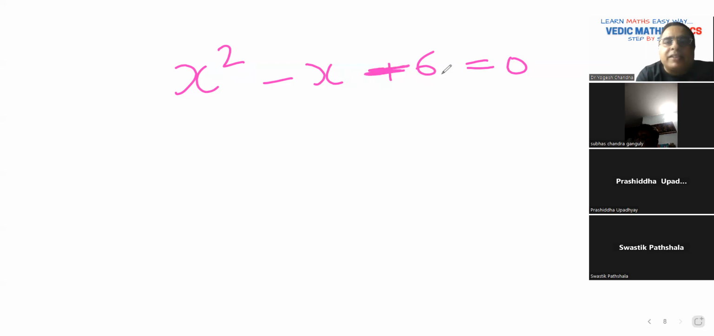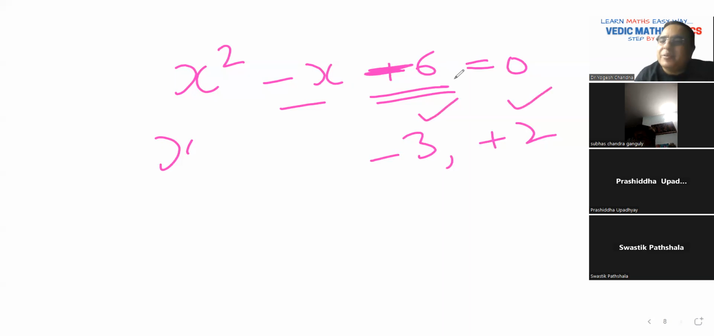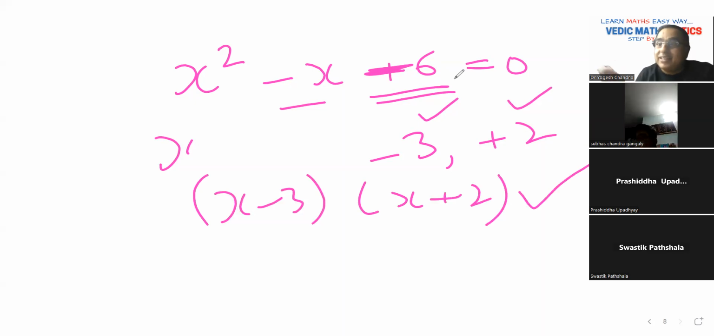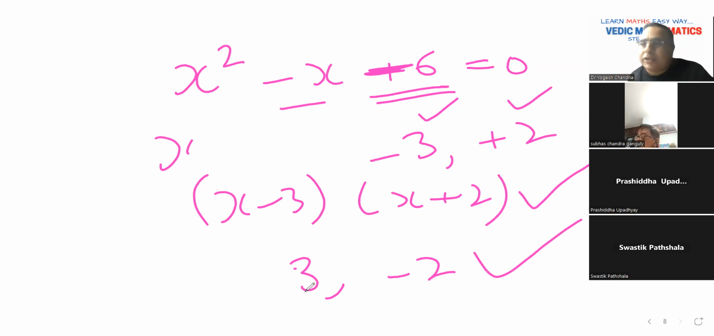Sorry, this would be minus. Yes. Now, can you solve it? If it is minus 6, so that means minus 3 and plus 2. Is it clear? So x minus 3, x plus 2 are the factors. Finish. And if you want the roots, just reverse the sign. 3 and minus 2, these are the roots of the equation.